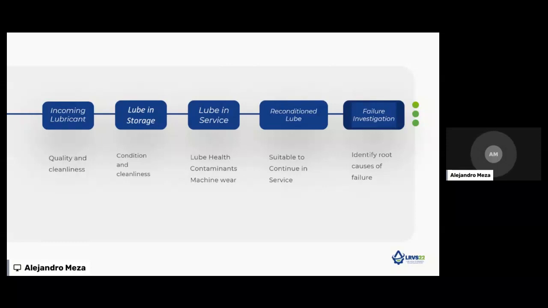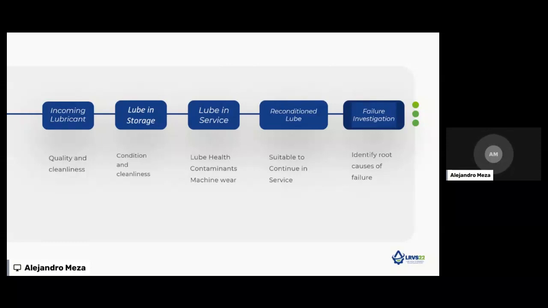For example, if the lubricant has been there for a very long time, a couple of years, 3 years, and we want to make sure the lubricant is still good to be used in machines. So we can run a good oil analysis on that lubricant to validate if it's suitable for usage. Also, cleanliness and dryness is another parameter that we need to monitor at this stage.